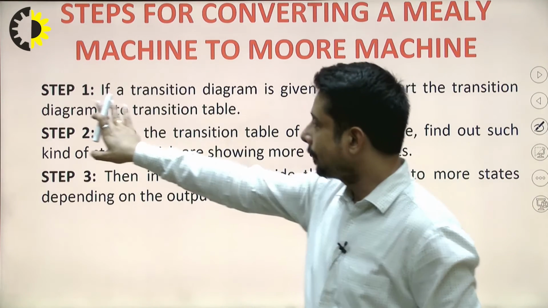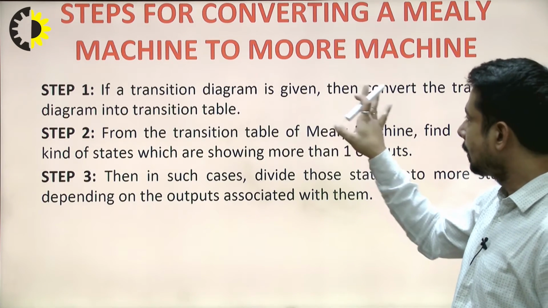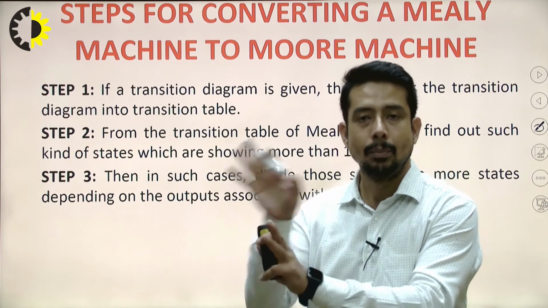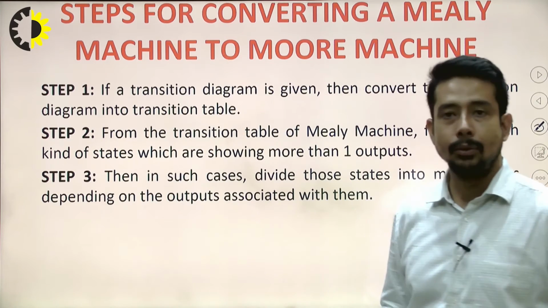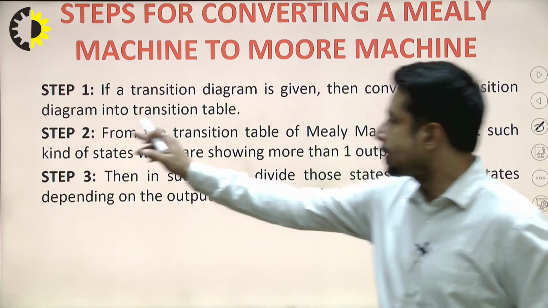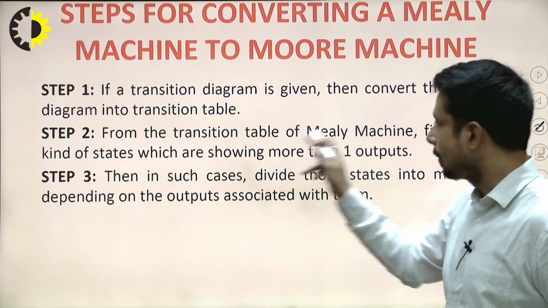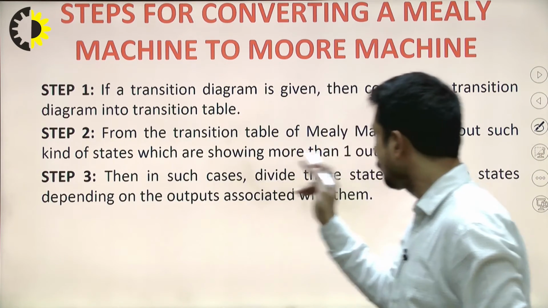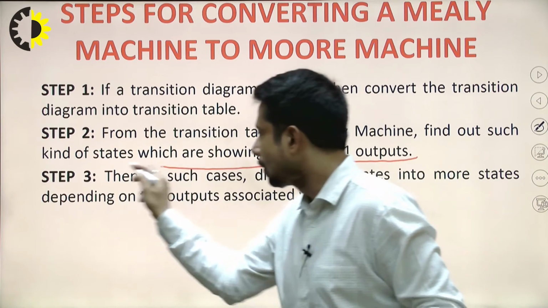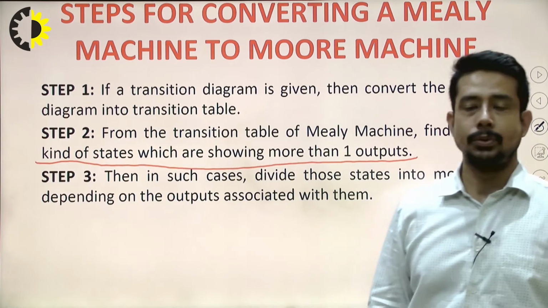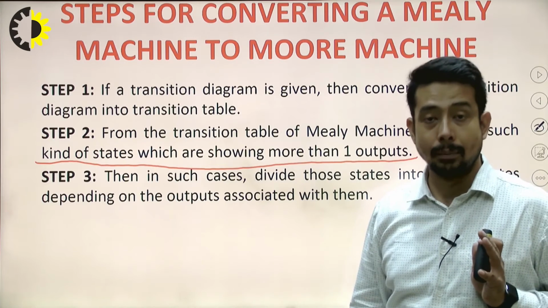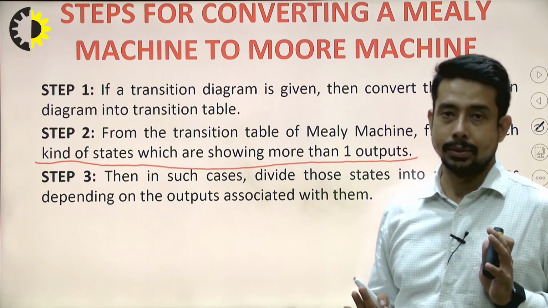Step 1 says that if a transition diagram is given to you, then convert the transition diagram into a transition table, similar to Moore to Mealy. Here we are trying to look into Mealy to Moore. In step number 2, from the transition table of the Mealy machine, find out such states which are showing more than one output. This is the important point where I have to stop and let me take an example. Then only it will be easy for you to understand.